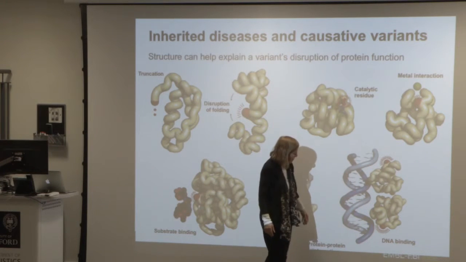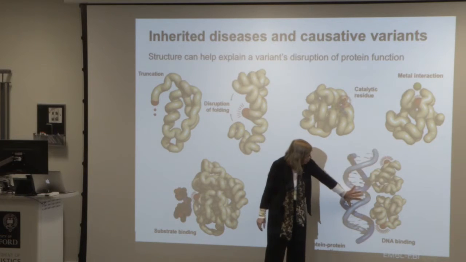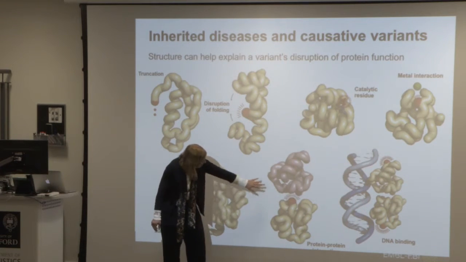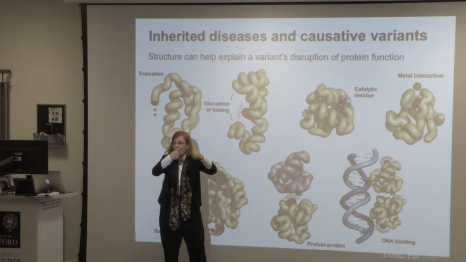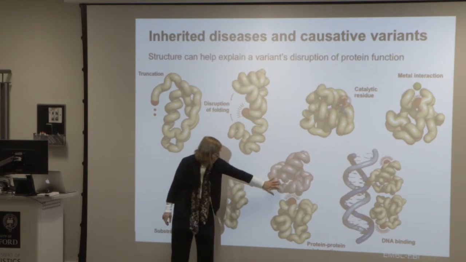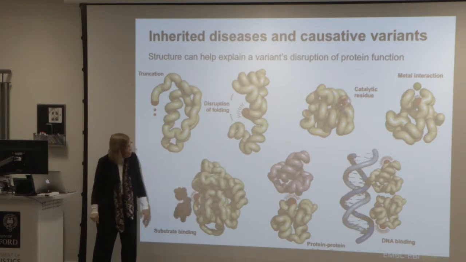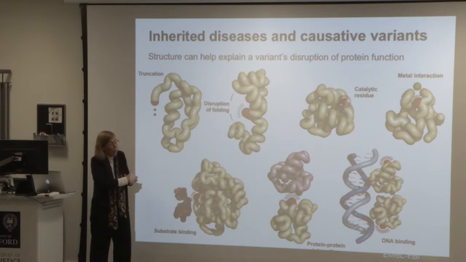that causes a problem. You can have variations that stop a DNA binding protein being able to recognize DNA, or protein-protein interactions. If you have a variant in the middle, the protein then can't recognize its partner, and that causes problems. Or here you can have something that's affecting the substrate binding. So this is a summary of some of the variants that we all carry and what their impact might be.